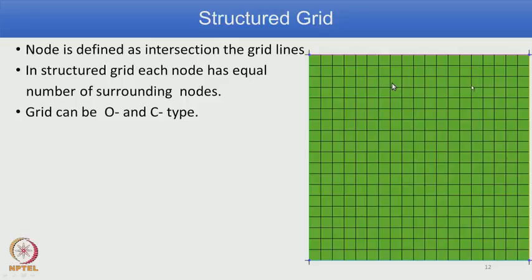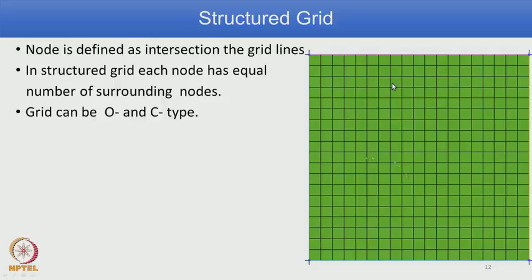For example, if you take here, then you observe the same number of nodes: three nodes on the top, one left, one right, and three nodes on the bottom. So, in a structured grid, each node has an equal number of surrounding nodes. There are two important points to qualify as a structured grid. One, a family line does not cross the same family line, and one family line crosses another family line only once.